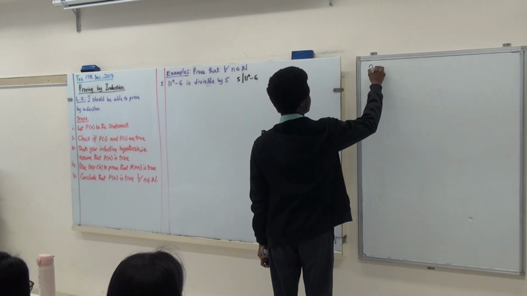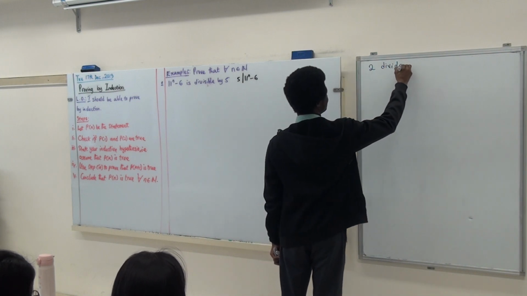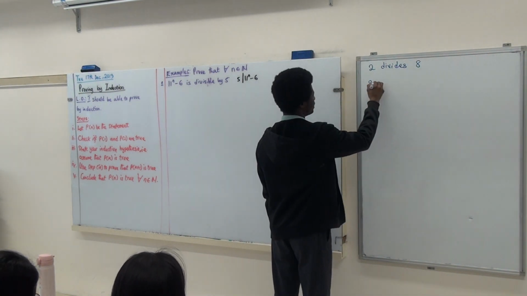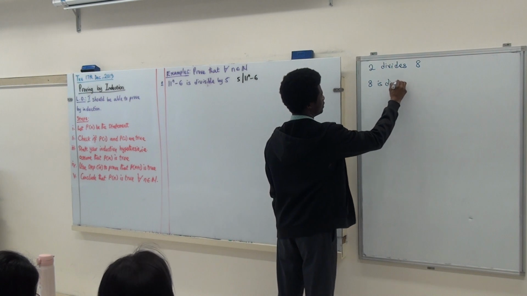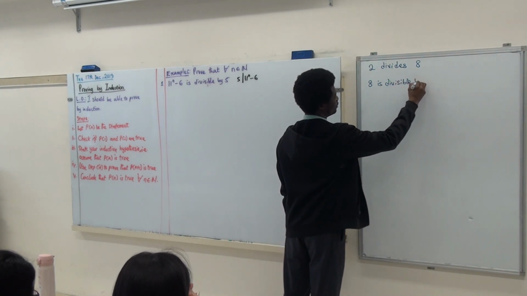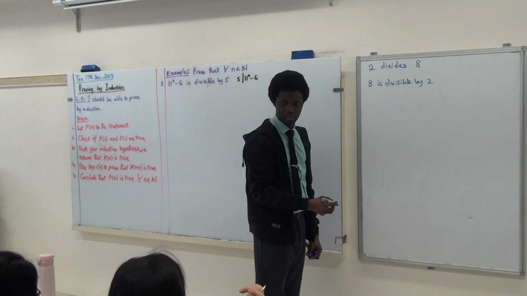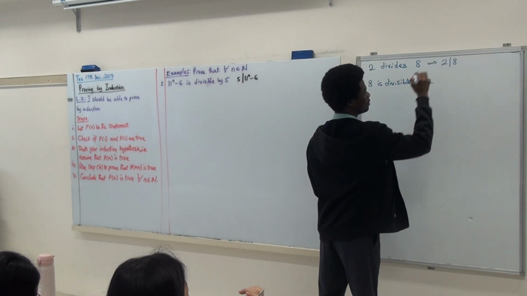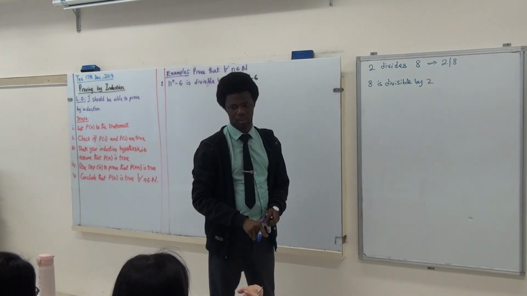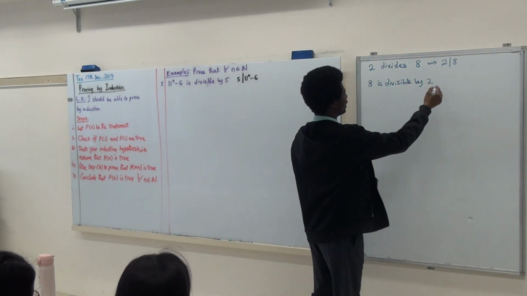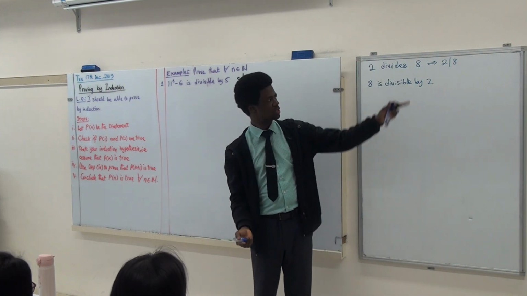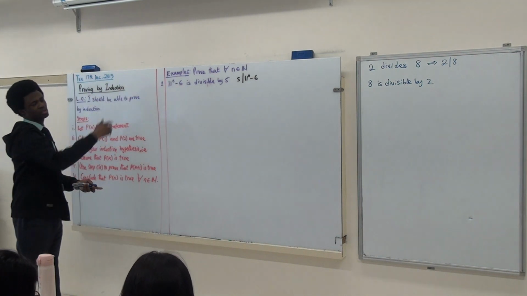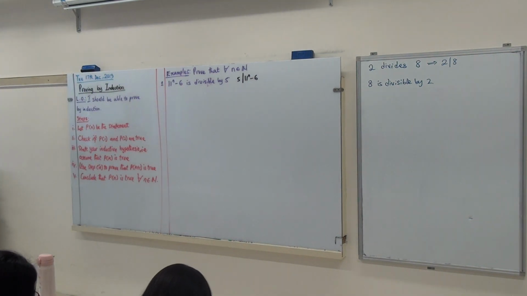Right. 2 divides 8. Do you agree? 8 is divisible by 2. They mean the same thing, right? So using the symbol, 2 divides 8 is this. Okay? 8 is divisible by 2 means when 8 is divided by 2, there's no remainder. So it's a way of writing it if you want to put it the other way around. Instead of writing this, you might be seeing that in future.